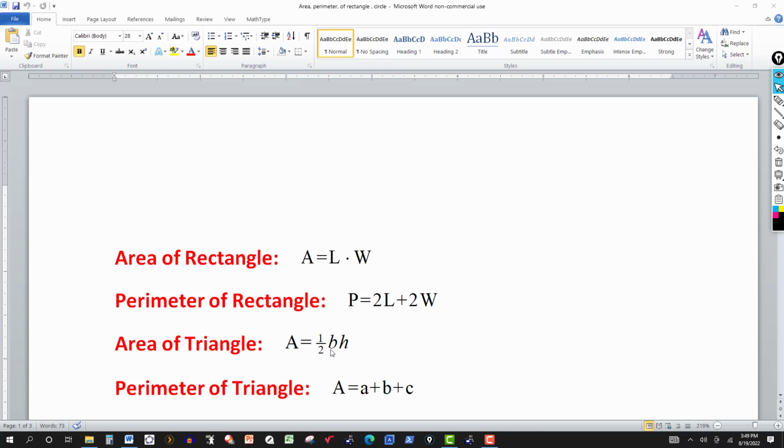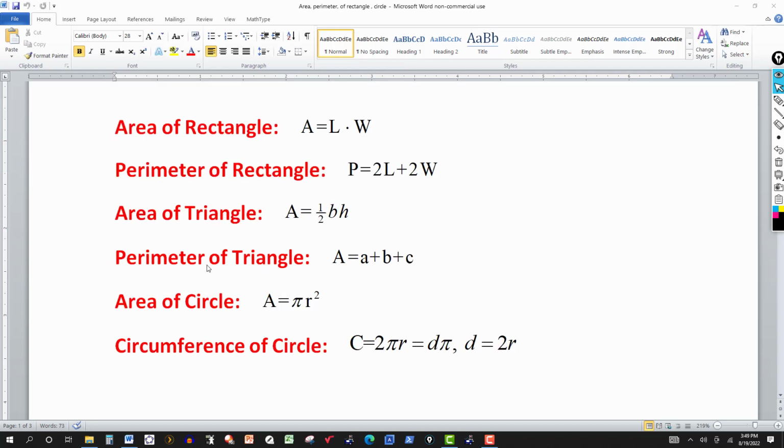And for the triangle, the area is 1/2 the base times the height. So we need to know the base and the height. Now there are other formulas for finding the area of a triangle that involve trig. Heron's formula doesn't involve trig, but you have to know all 3 sides. So here we're just looking at the basic concepts. For the perimeter of a triangle, simply add up all sides, A plus B plus C, if you know them.